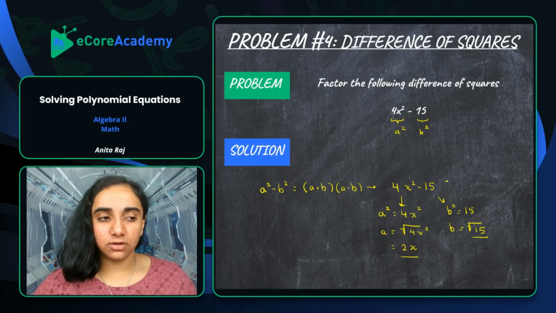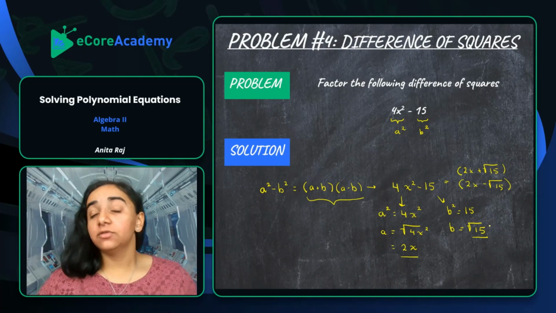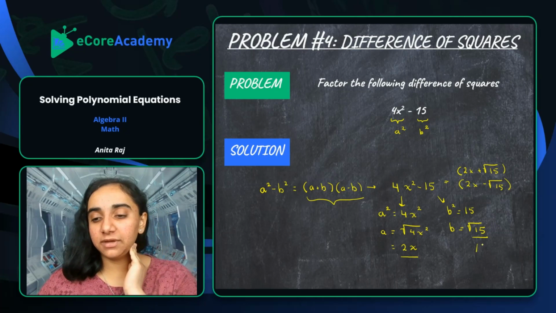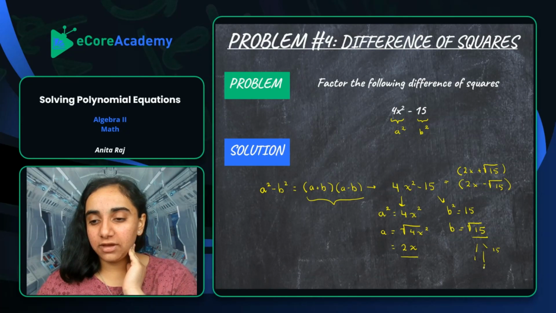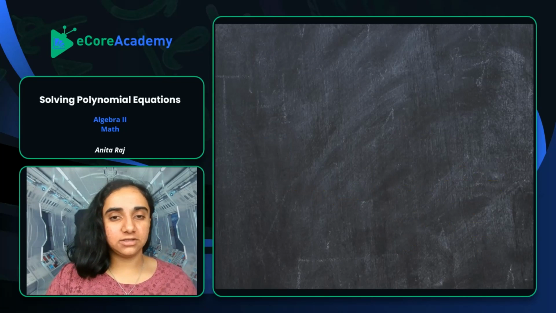So when we factor it, we're going to end up getting 2x plus root 15 times 2x minus root 15. Because we're going back to this formula that we had right here. The root 15 can't be simplified because 15's factors are 1, 15, 3, and 5. None of those are perfect squares either, so we're going to just leave that under the radical sign. So that would be your final answer.